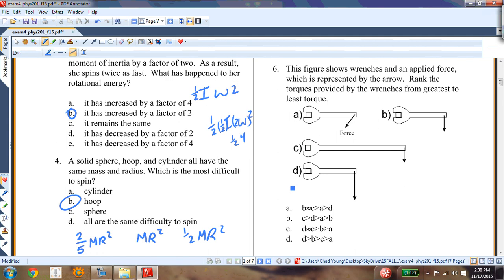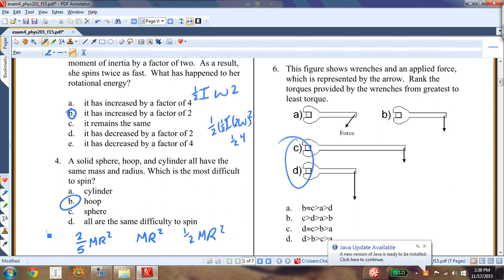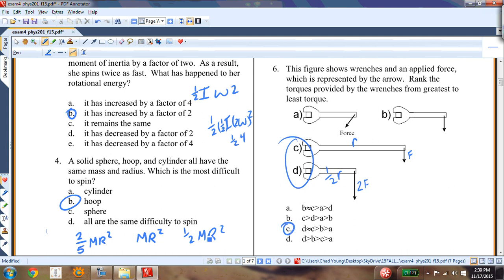This figure shows wrenches and an applied force, which is represented by the arrow. Rank the torques provided by the wrenches from greatest to least. All right, well, these two have the same torque. I have twice the force here. I have F here, but I have a distance R here and a distance half R here. So the product of these are still going to equal R times F. So C and D are about equal, so I can just go ahead and say that.